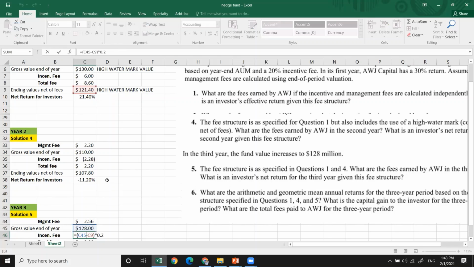Okay. So we don't consider the management fee, yeah? No, we don't, because it says independently, not as net of management fee, independently. Okay, thank you. You're welcome.